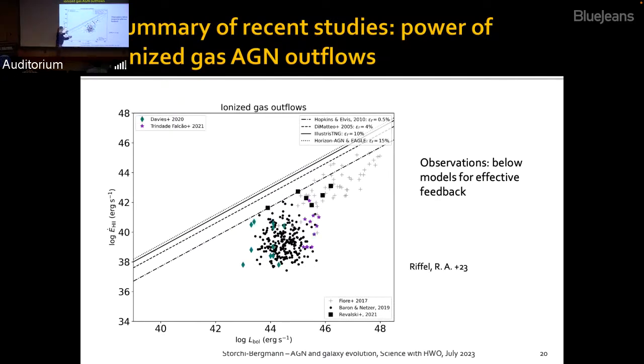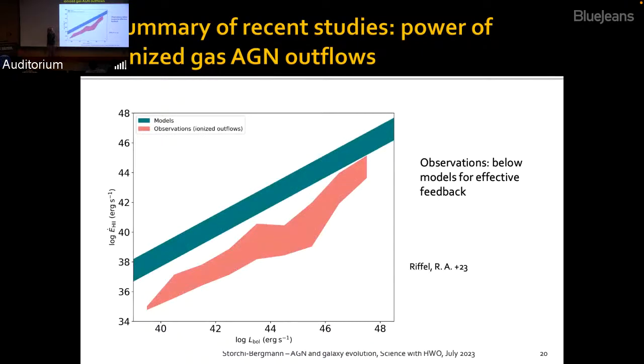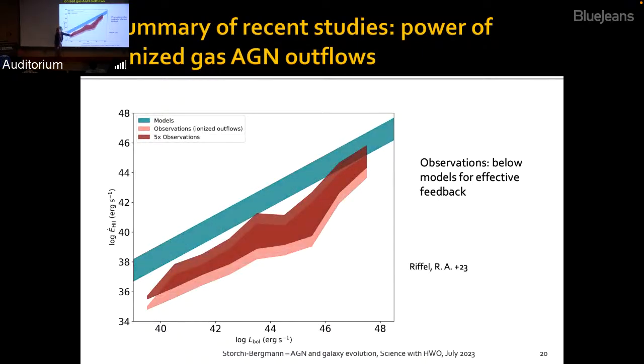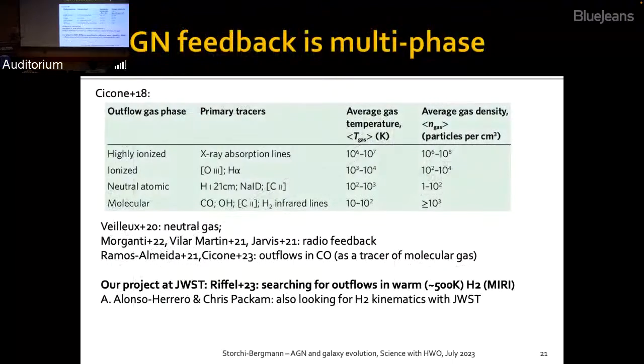So what we are finding with our studies is that the power is a little bit low, okay? So these are many studies that we have done, and the power is below what is necessary to quench star formation in the galaxy. So how can we understand that the power of the outflows that we are getting is below what is necessary to quench star formation? Okay?